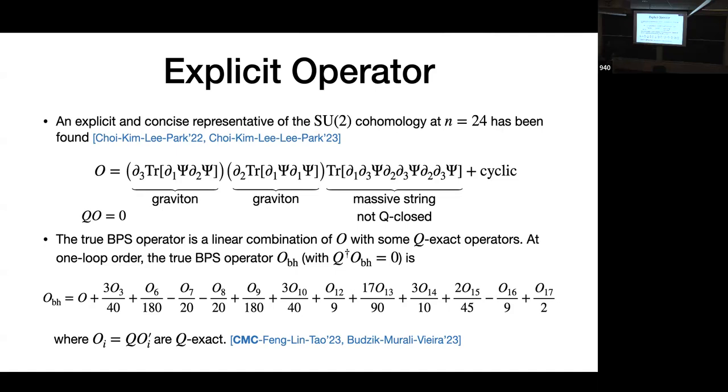Okay, so I mean this guy represents the cohomology, so it should be Q-closed, and you can actually check that Q acting is equal to 0. Just coming from the cyclic sum, that somehow the last term is not Q-closed from the cyclic sum. Yeah, from the cyclic sum, and also the fact that you are at SU(2), and there can be trace relations.